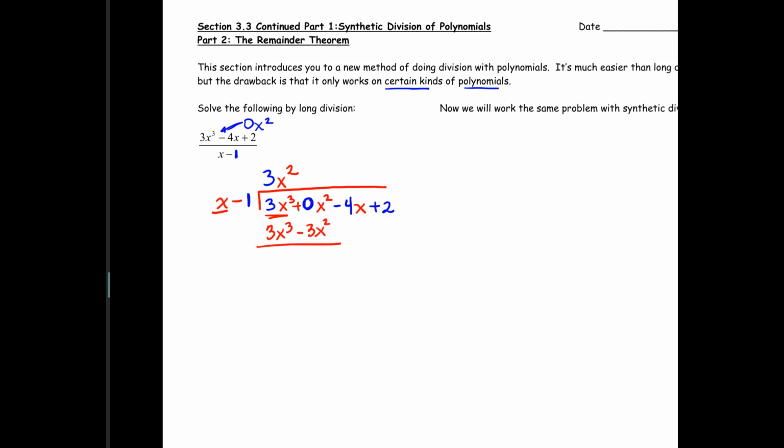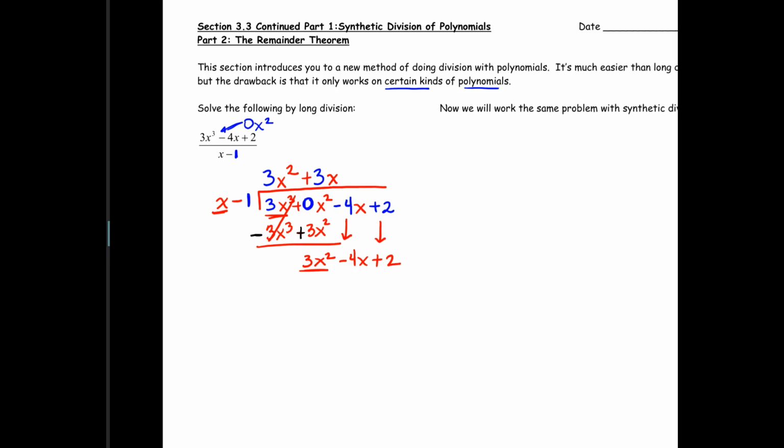And then I have to subtract. So subtract, subtract. And 3x cubed minus 3x cubed cancels. 0x squared plus 3x squared would give me 3x squared. And now what times x would give me 3x squared? 3x, good. I'm going to put the 3 again in that different color because it's a coefficient of my answer. So I have 3x. Distribute that through, so 3x times x would give me, oh, I forgot to carry down my pieces, sorry. Carry down that negative 4x. Carry down that plus 2.